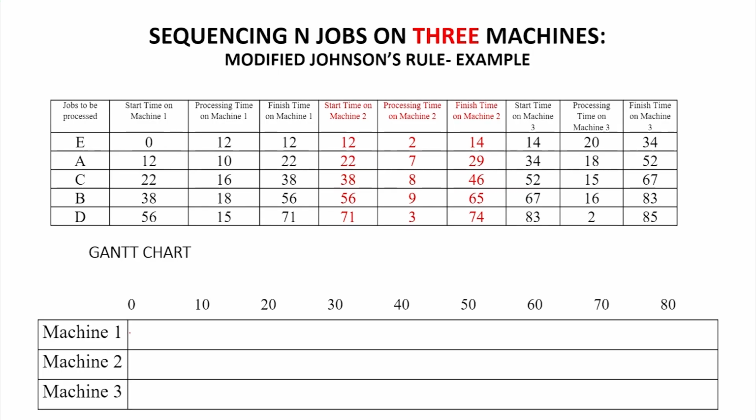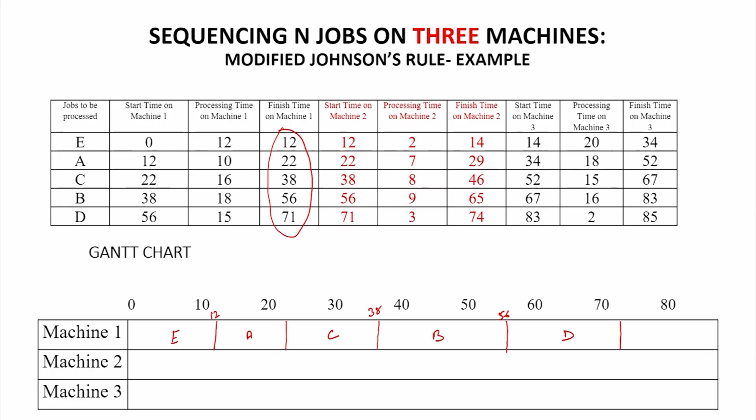Machine 1 starts at 0 and up to 12 it is doing E. Then from 12 to 22, it is doing A. Then from 22 to 38, we are considering this column, we are doing C. 38 to 56, we are doing B, and then 56 to 71, we are doing D. That is how we can draw the Gantt chart for machine 1.